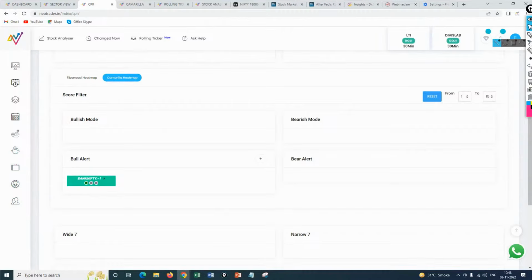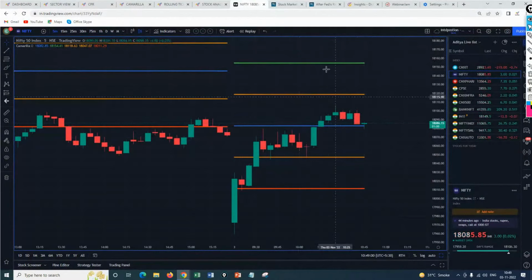I see that Nifty is here in bullish alert. It didn't go to bullish mode. Why didn't it go to bullish mode? It is only in bullish alert because Nifty has only managed to go up till here. Above this, it did not manage to go. Okay.